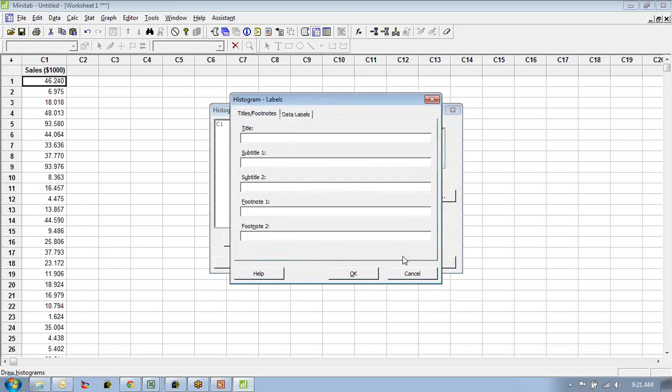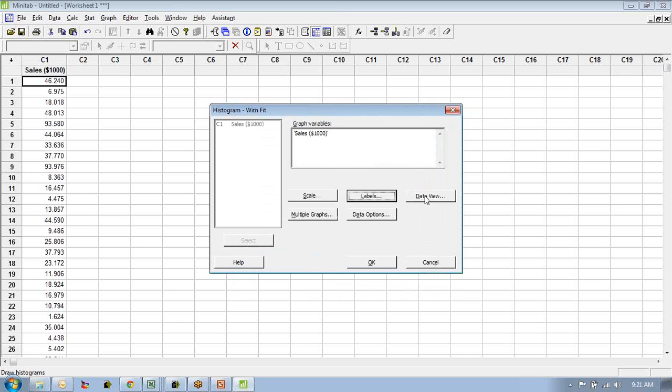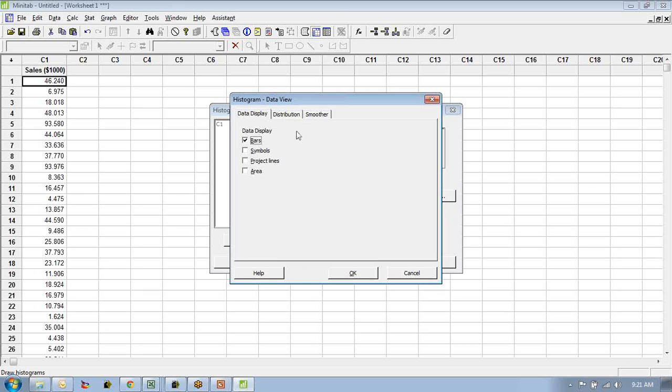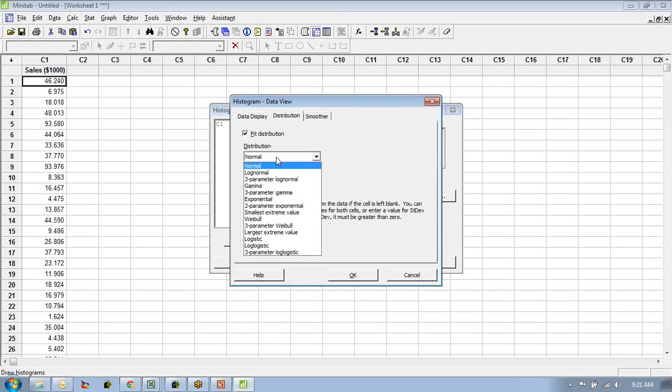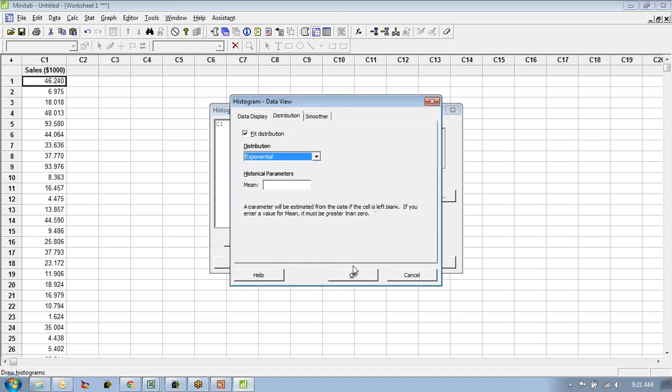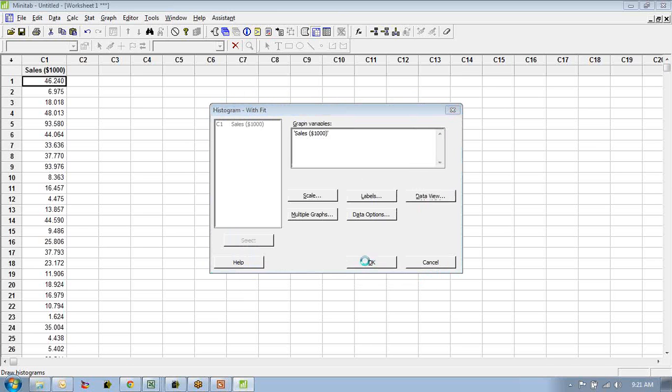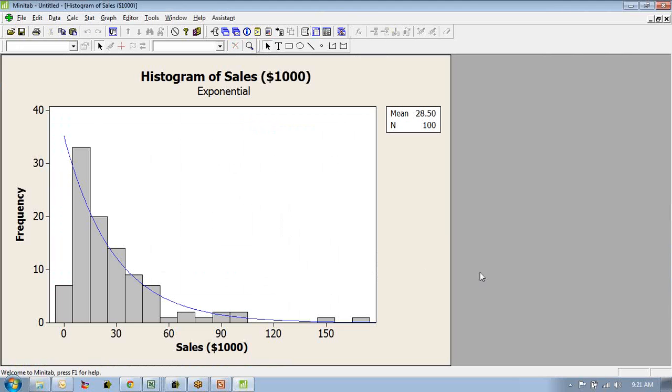That's not it. Oops, that's not it either. There it is, distribution. Let's look at the exponential distribution. It's going to fit an exponential. Yeah, look at that. The exponential is not a bad fit. See that? That's pretty good. That is not a bad fit to this data. Okay. And it tells us there's our mean, 28.5.